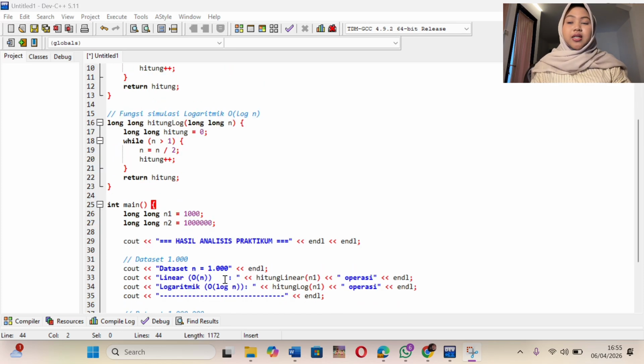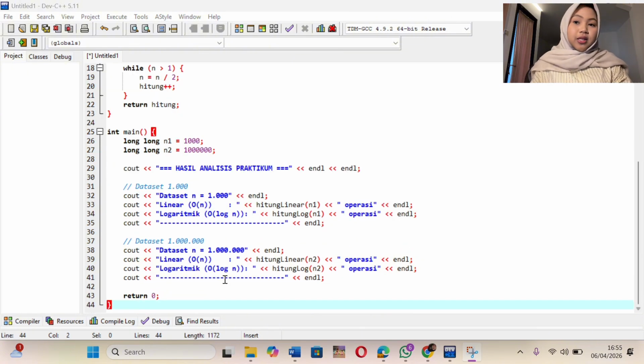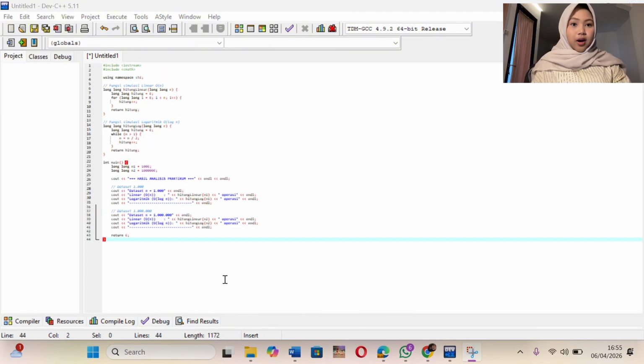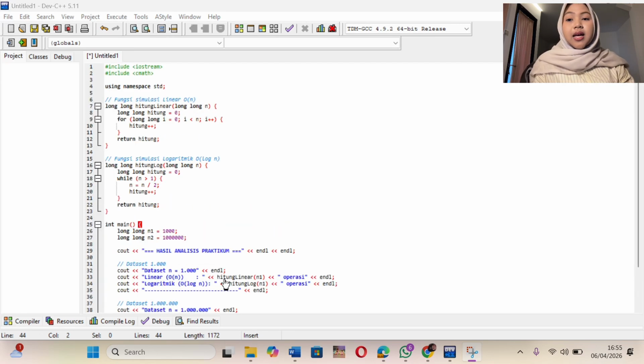This is logarithmic complexity, O of log n. Even though the input grows by a factor of 10, the number of operations only doubles. This is incredibly efficient. The key idea here is that every step cuts the problem in half, which is the same principle used in binary search.